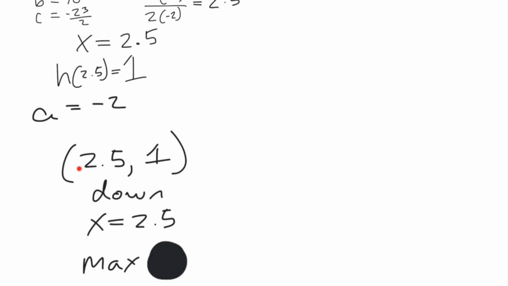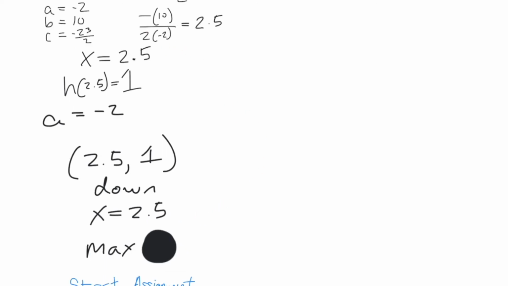So you can say that the vertex is 2.5, that's what we got from our shortcut formula, 2.5, comma 1. The 1 is the output of the function. That's the vertex. It's going to open downward. We see that the a value is negative 2, so it's going to be like an n. And then the line of symmetry is going to be x equals 2.5 as we calculated.